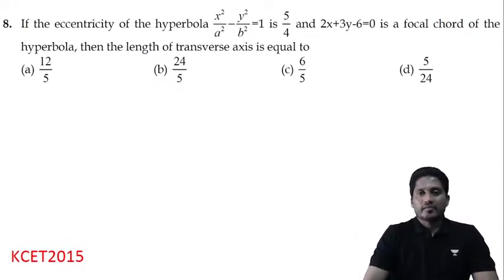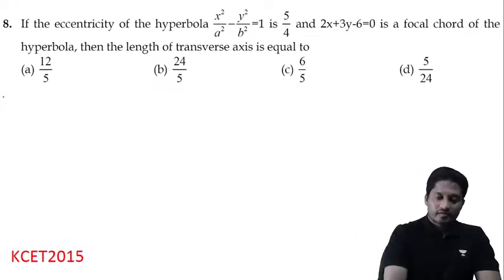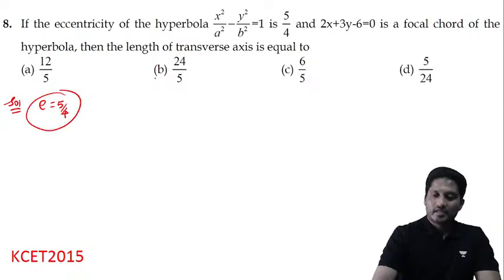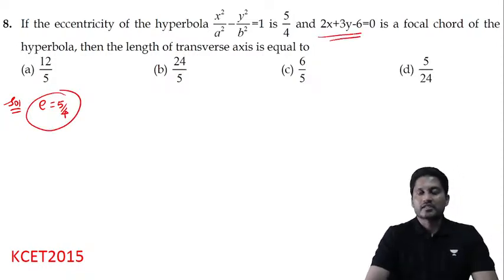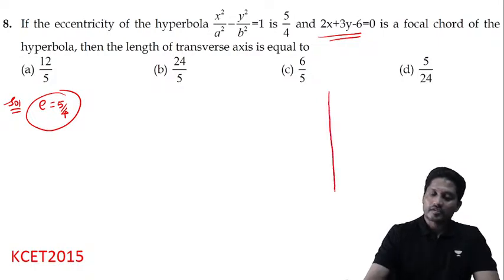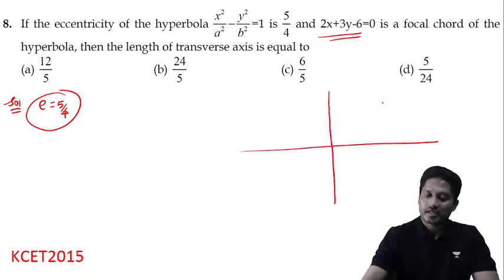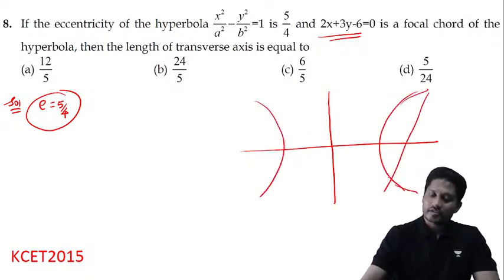The eccentricity of the hyperbola is 5 by 4, equal to 5 by 4. And 2x plus 3y minus 6 equals 0 is a focal chord of the hyperbola. A chord drawn through the focus is called the focal chord of the hyperbola, right?